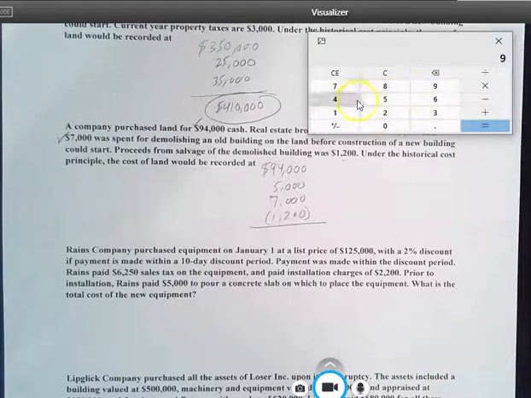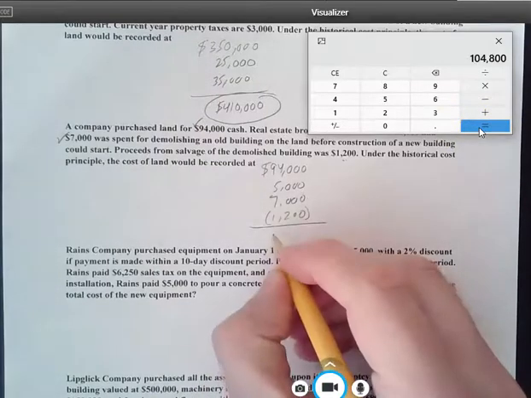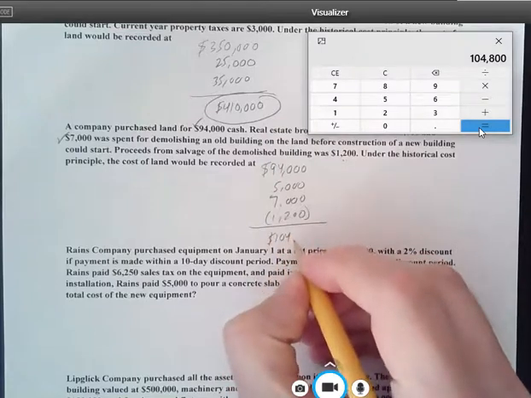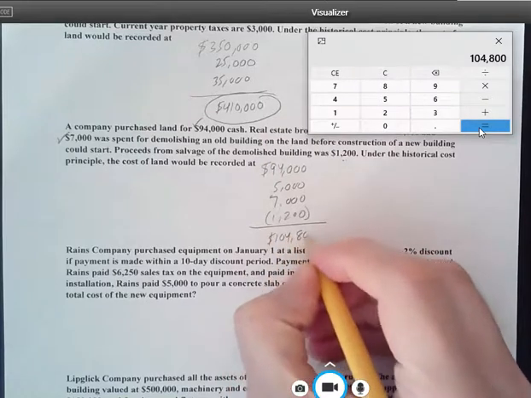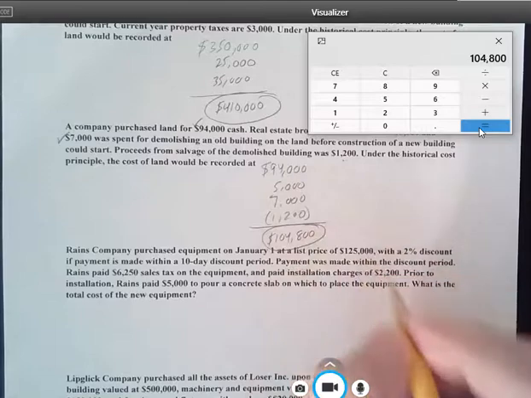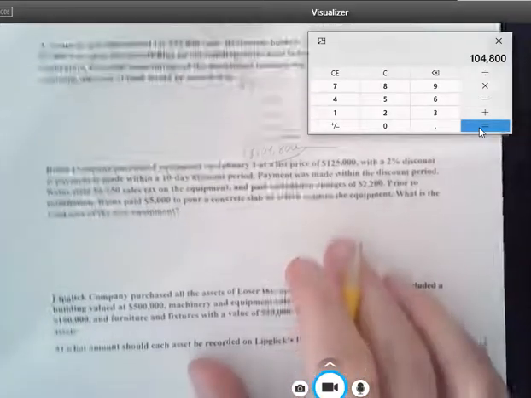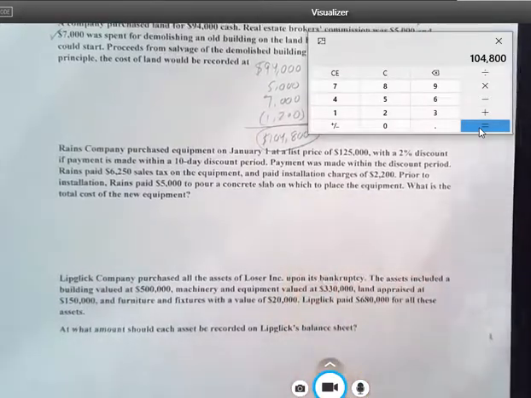So let's just see here. We have $94,000 plus $5,000 plus $7,000 minus $1,200 scrap. So $104,000. What was that? $104,800 is our final answer. Let's do one more.